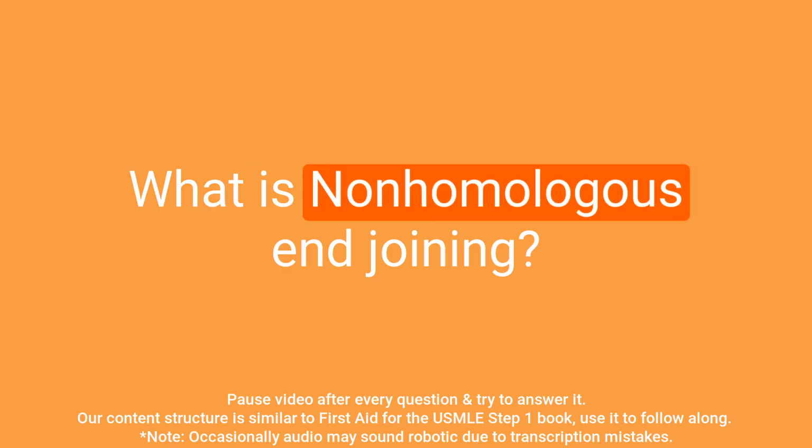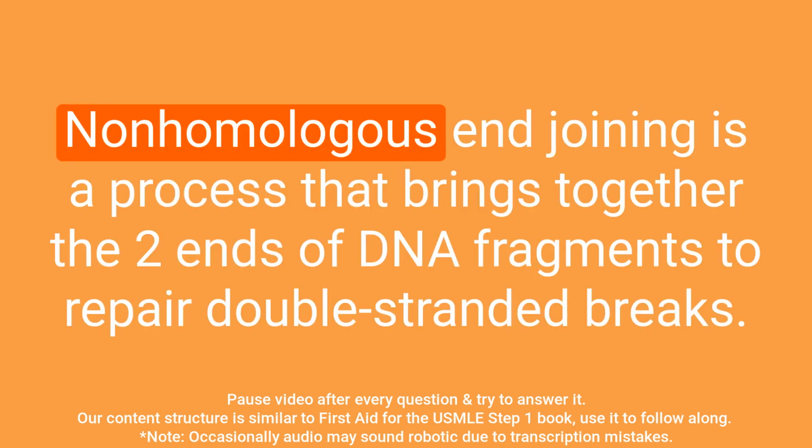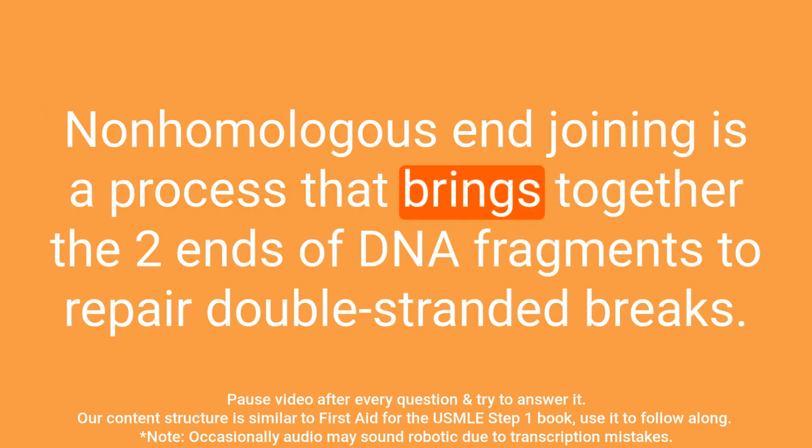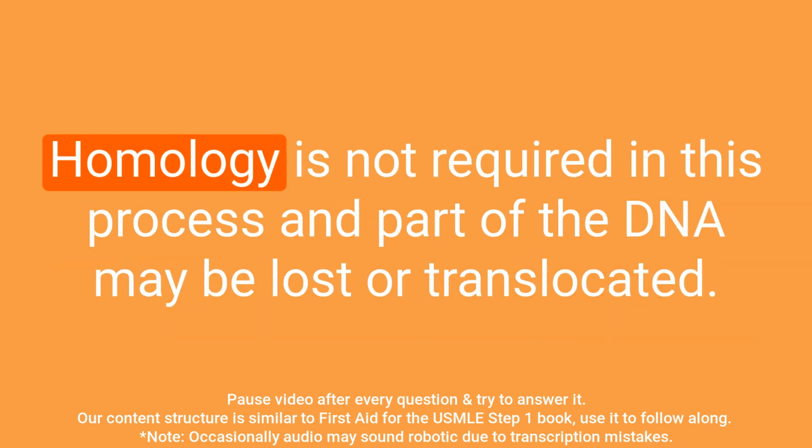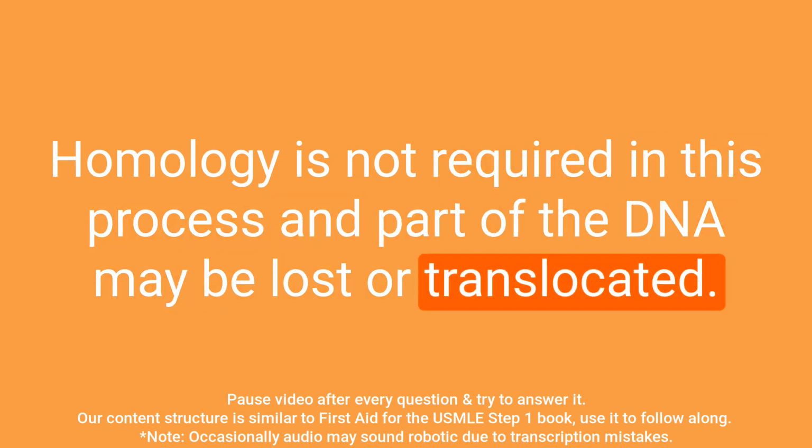Question: What is non-homologous end joining? Answer: Non-homologous end joining is a process that brings together the two ends of DNA fragments to repair double-stranded breaks. Homology is not required in this process, and part of the DNA may be lost or translocated.